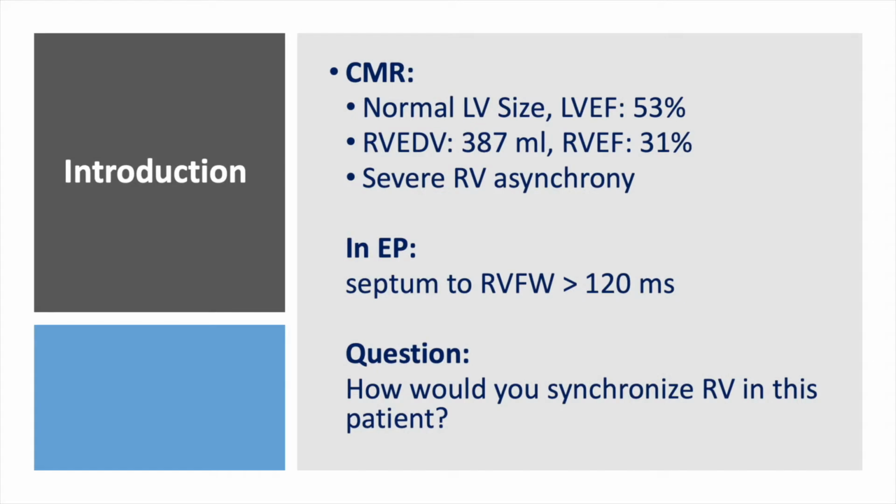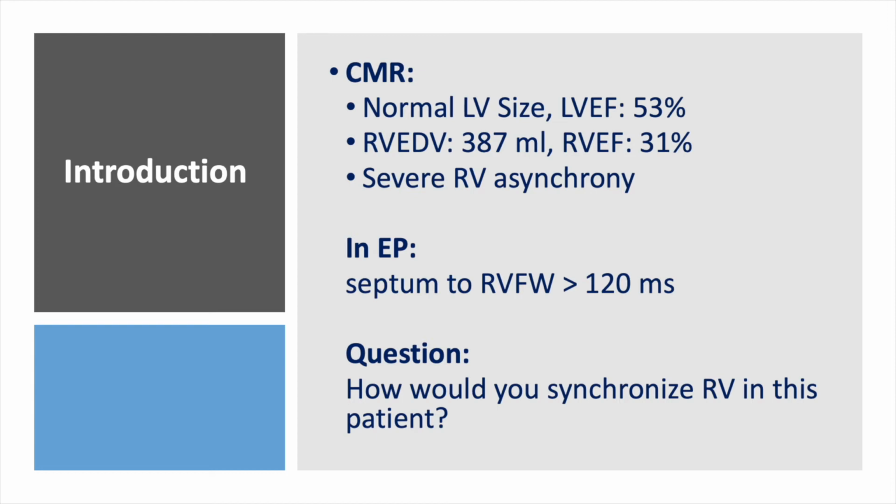In cardiac MRI, the LV size was normal, ejection fraction 53%. However, right ventricular end diastolic volume was 387 milliliters with an RV ejection fraction of 31%, and MRI images showed severe RV dyssynchrony. In the EPS study, there was a delay in activation between the septum and the RV free wall of more than 120 milliseconds. And then the question is, how would we synchronize the right ventricle in this patient?